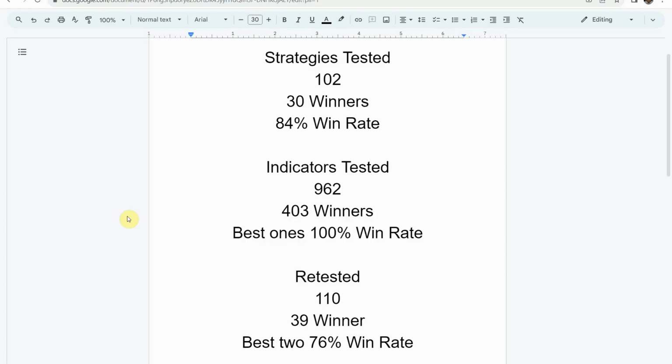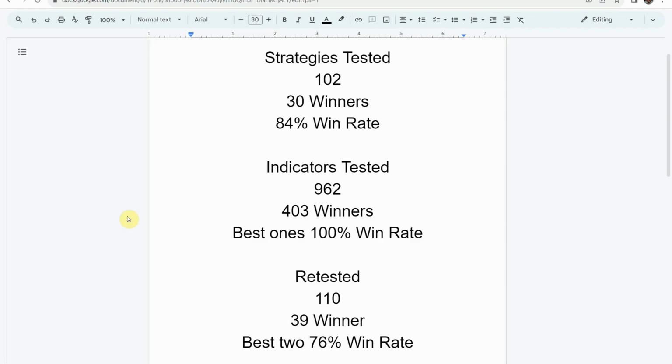That way you can go straight to that video and watch that on the best strategy that we have tested so far. We have also tested a total of 962 indicators, with 403 of them being winners. The best ones so far were able to achieve a 100% win rate. Now you need to go back and watch those videos to understand the context of how they were able to achieve that. So go back and watch those videos and see what you can get out of those winning indicators. We've also retested in the advanced testing 110 of the winning indicators. 39 of them have been able to maintain the winning status, the best two, a 76% win rate.